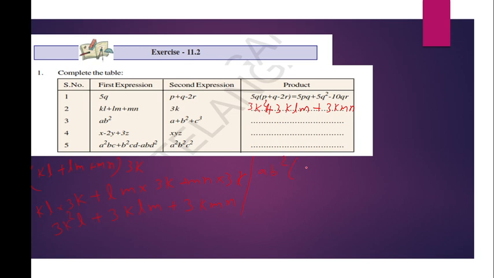ab square into a plus b square plus c cube. Now multiply this inside. ab square into a plus ab square into b square plus ab square into c cube. ab square into a is a square b square, plus ab square into b square, ab power 4, plus ab square c cube. So this is the answer. a square b square plus ab power 4 plus ab square c cube. Next, look at the fourth one.